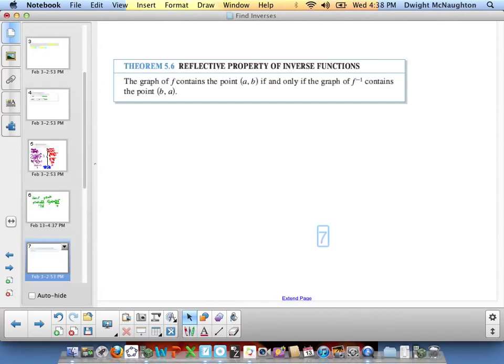All right, moving on. And we just kind of talked about this reflective property. Their domain and range switch. So the point (a, b) on f, you switch it, it becomes the point (b, a) on the inverse. That's just because inverse means opposite.